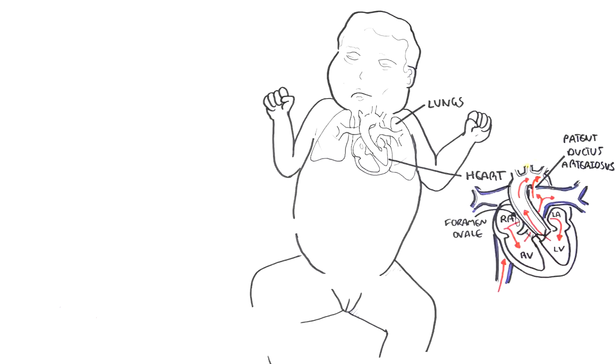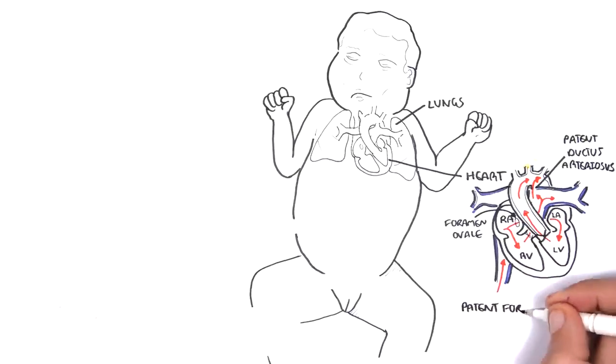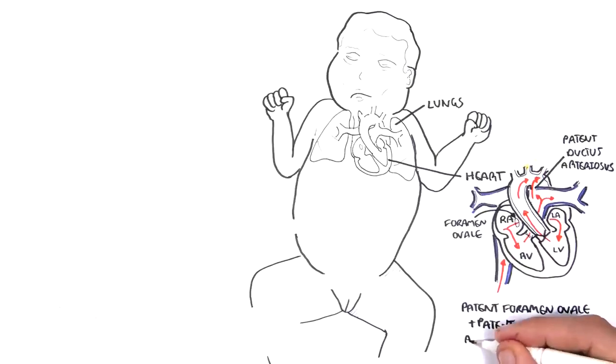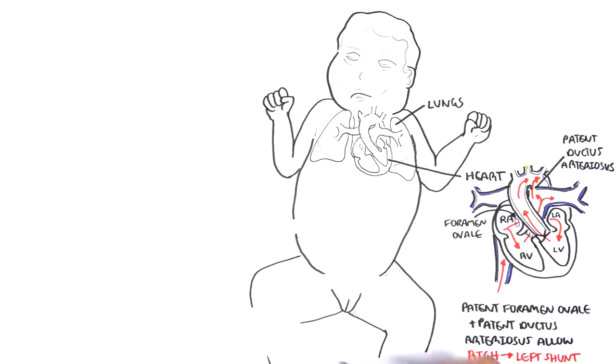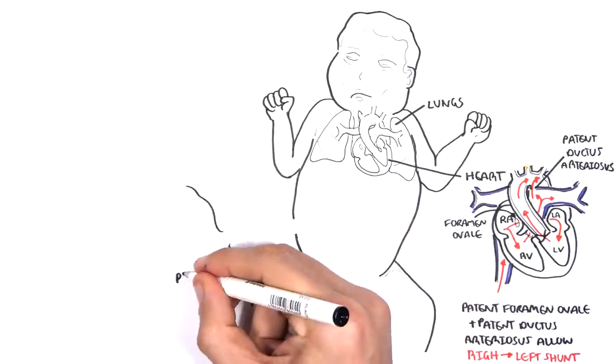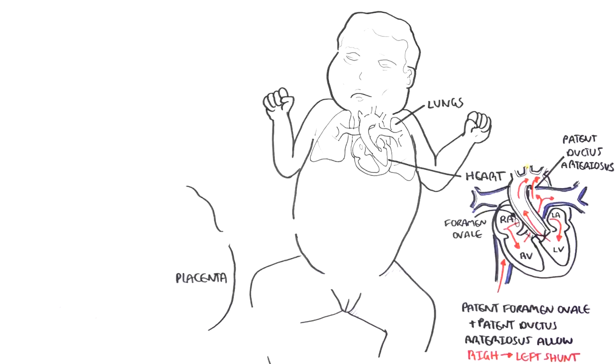The patent foramen ovale and patent ductus arteriosus allow a right to left shunt, which means blood normally entering the right side of the heart can easily be shunted to the left side of the heart, bypassing the lungs. In fetal circulation, there is really no need for blood to go into the lungs because the fetus is not breathing air anyway. Rather, the fetus relies on the oxygen delivered by the maternal circulation in the placenta.